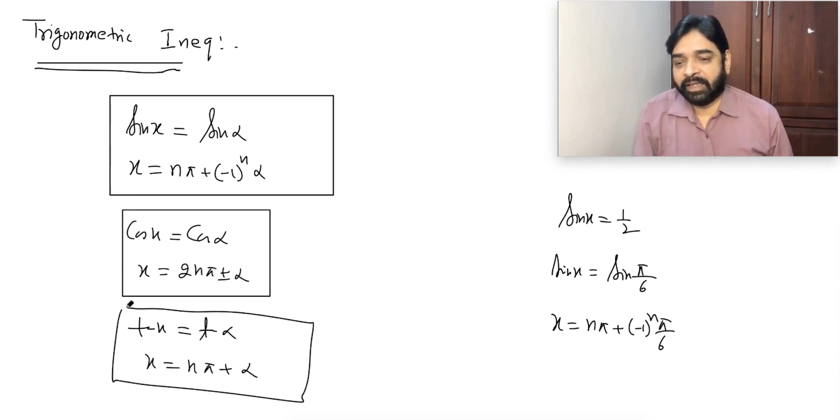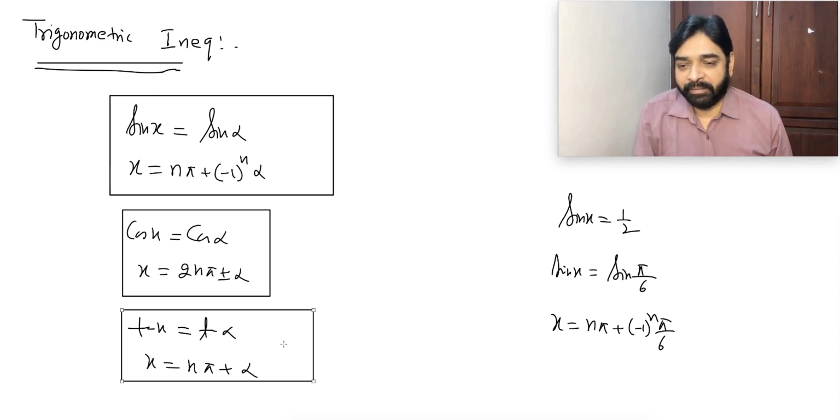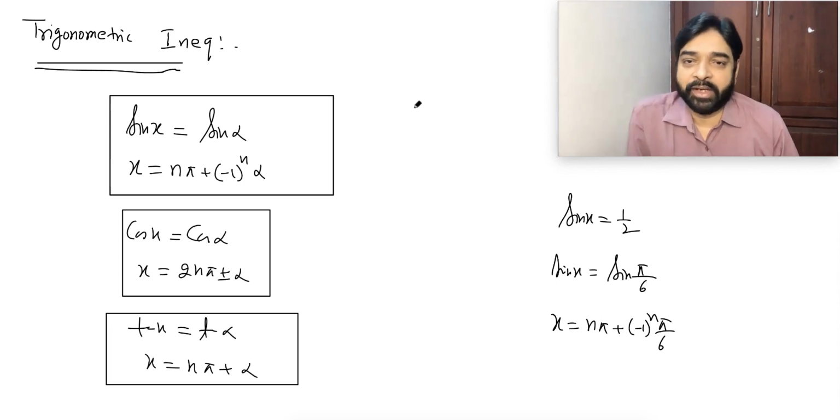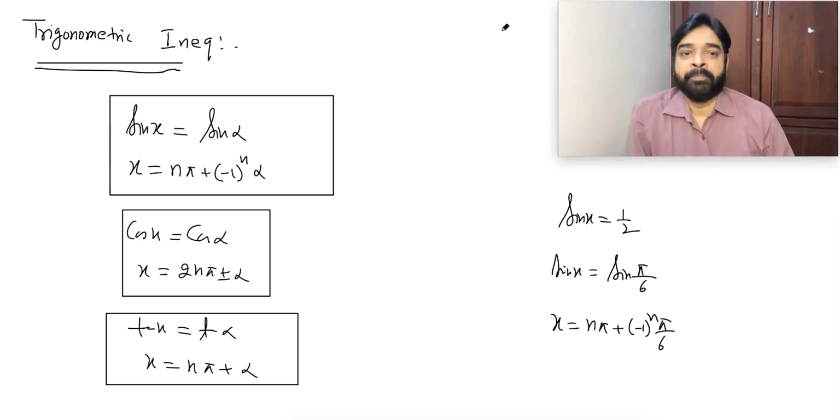Three formulas. All these formulas are derived by using graphs only, nothing else. This is called the trigonometric equation. I am not going into detail; you already know the basics of this. So this is the formula we use for solving trigonometric equations, whenever a trigonometric equation is coming.